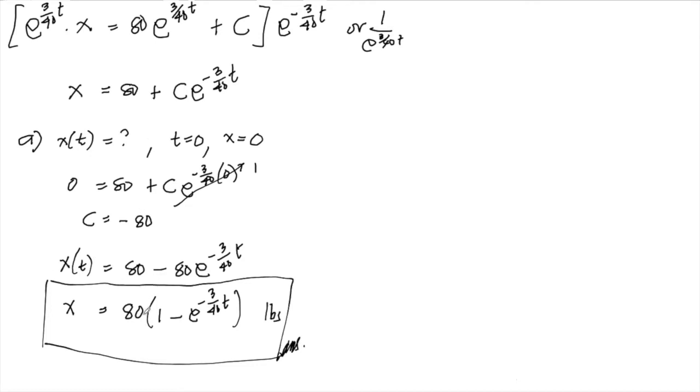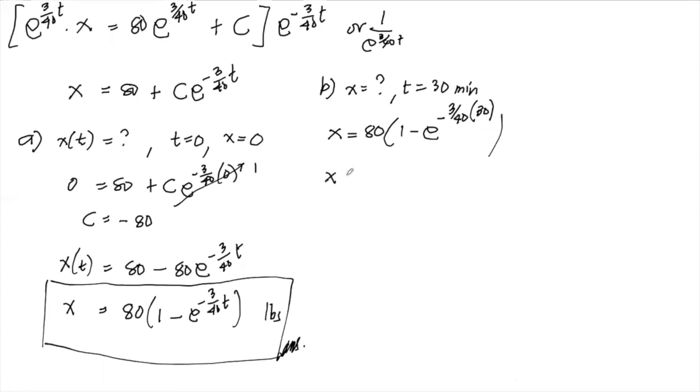Now, we can utilize this expression to solve for letter B. Yan. So letter B, ang hinahanap is the amount of salt after 30 minutes. Okay, what you'll do is you utilize this expression, you plug in the value of time, which is 30 minutes, and to solve for the amount. X is equal to 80 times 1 minus e raised to negative 3 over 40 times the time, which is 30 minutes.